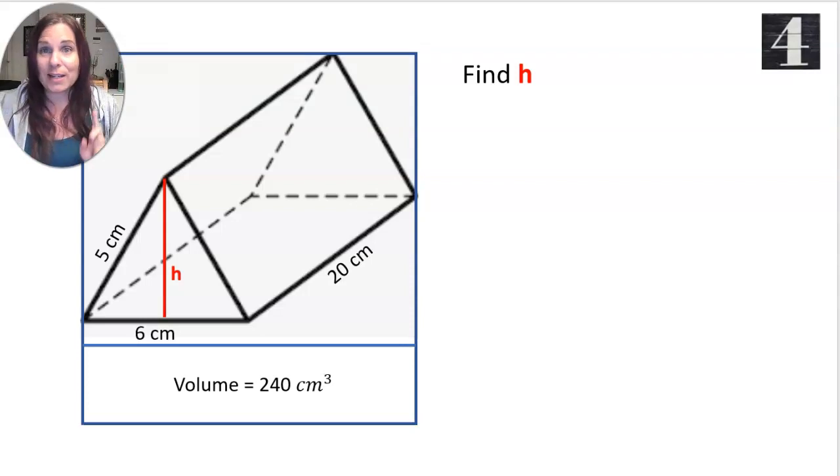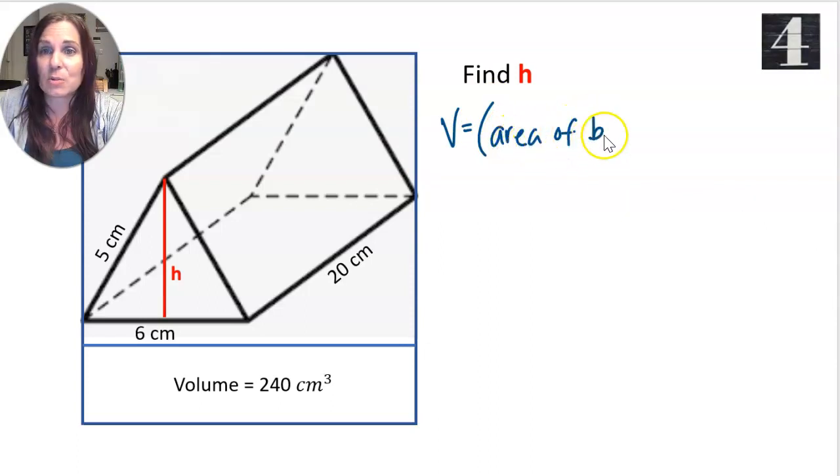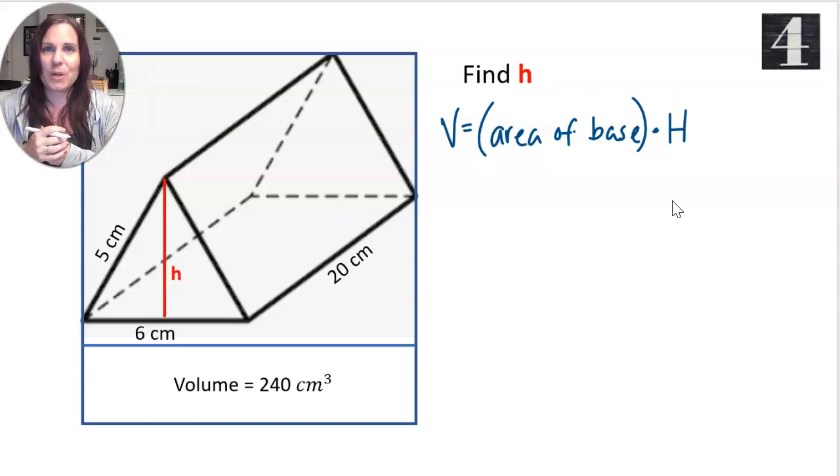Okay, so the reason why I needed to say that is because the formula that I want you to use for volume is area of the base, so it's important to know what face is the base, times the height of the prism. So that brings me to my next question. What's the height of this prism?